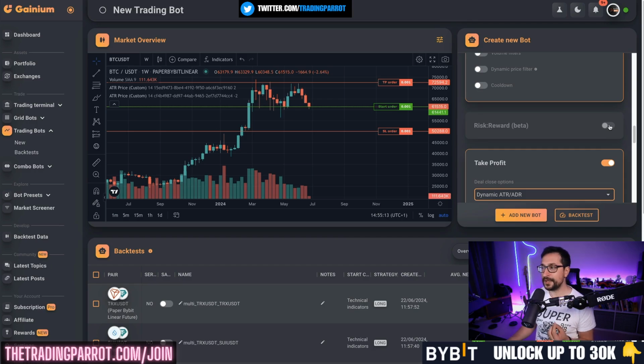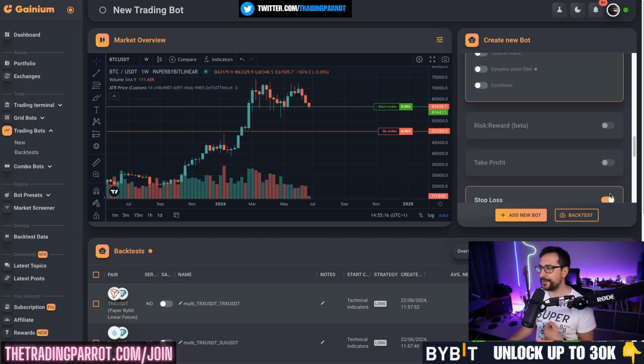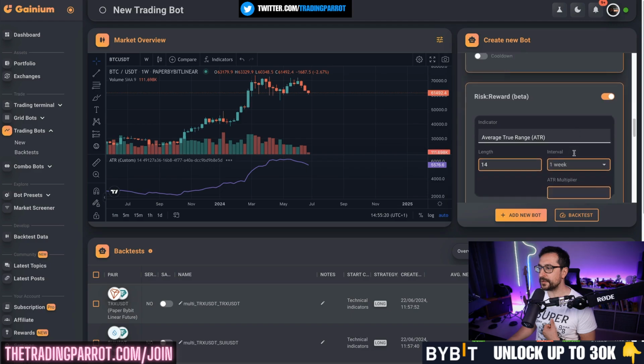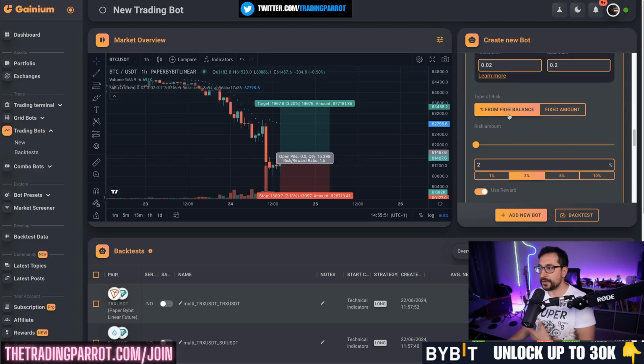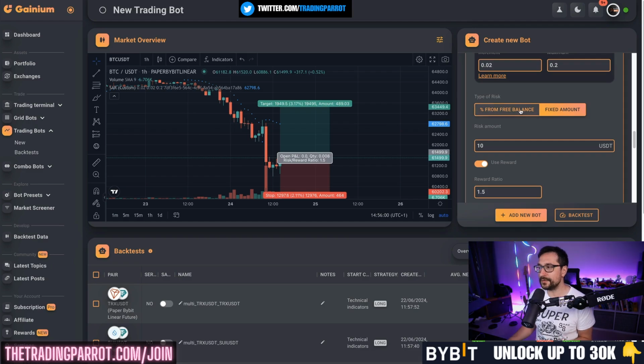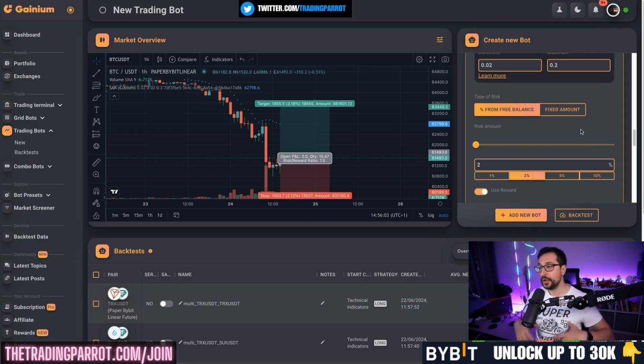For that, you're going to have to use, instead of the take profit and the stop loss, go to risk reward right here. When you scroll down, you're going to find the type of risk, and you're going to have 2 options: percentage from free balance that you're willing to lose, or a fixed amount that you're willing to lose. The point is, you decide how much you're willing to lose per trade.